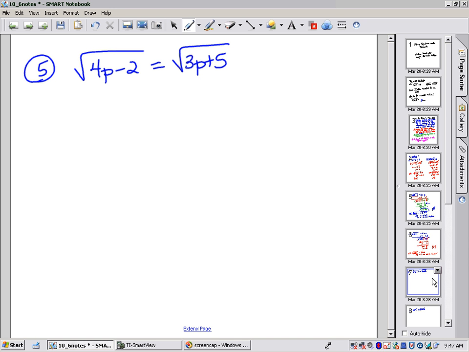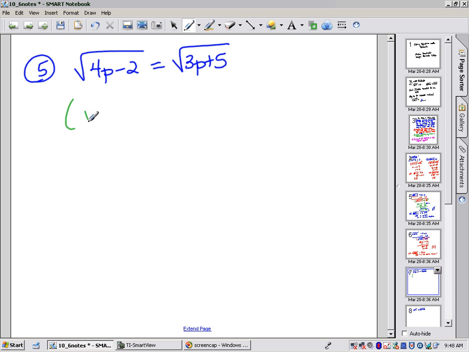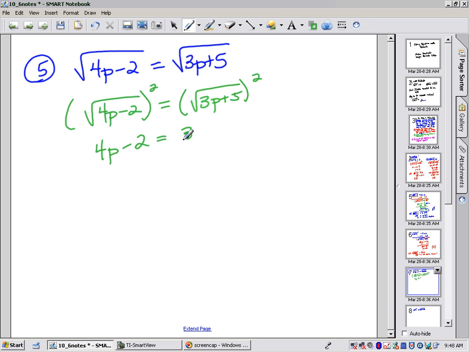Now, let's look at one that has two radicals, but it's already in the form we need because I mentioned earlier the steps to solve. If you have a radical on each side, that is considered in the form we need it. So what we would do here is just square both sides of the equation. Square the square root of 4p minus 2 and square the square root of 3p plus 5. And in so doing, we just get 4p minus 2 is equal to 3p plus 5.